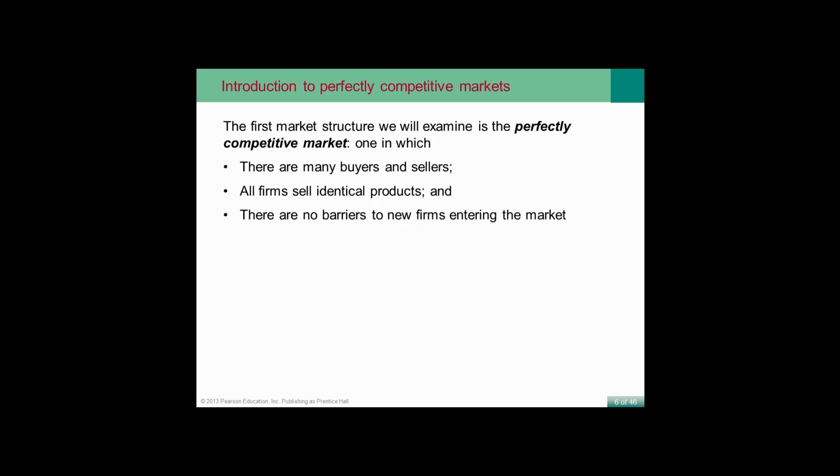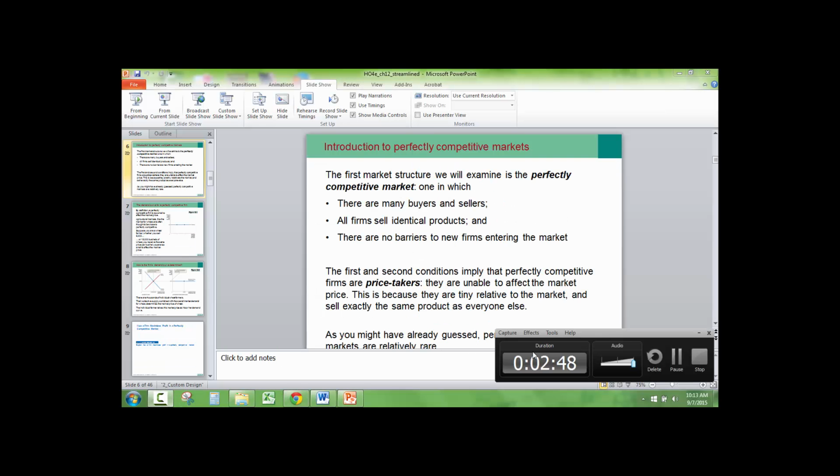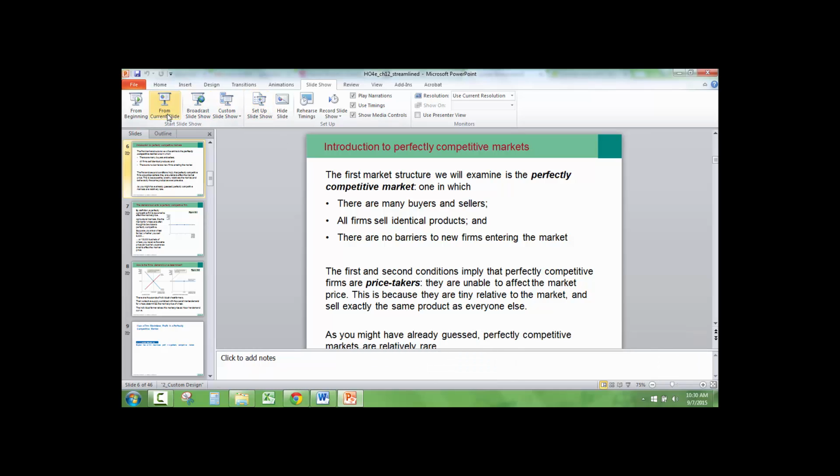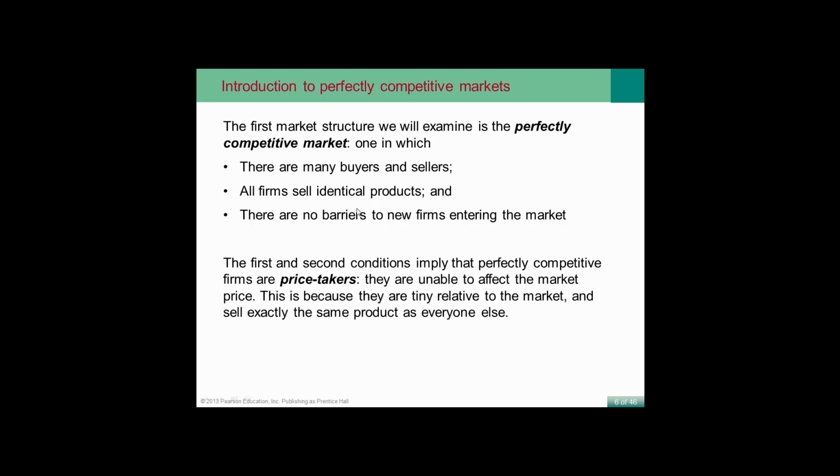The first market structure we'll examine is a perfectly competitive market. There are many buyers and sellers selling identical products, and there are no barriers for new firms to enter. Basically, you and I can start entering this market if we want to. The first and second conditions imply that a perfectly competitive firm is a price taker.